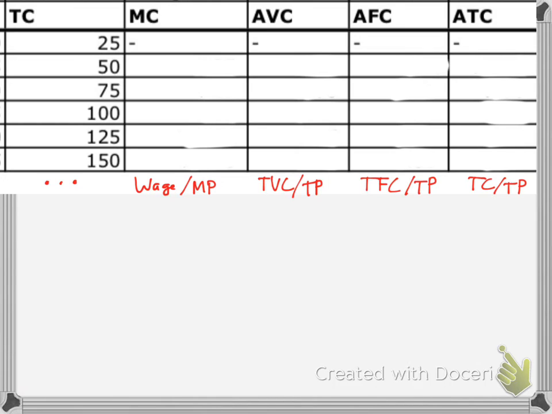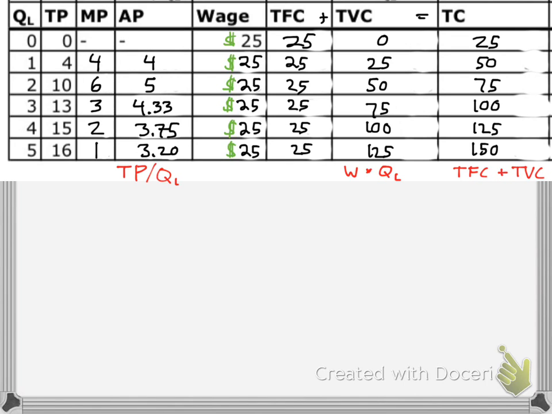So the marginal cost is wage divided by marginal product, so let's look at that. Seeing how it's wage divided by our marginal product for our marginal cost, let's look at our wage. Our wage remains constant, and we are dividing this by our marginal product, which is here. So we simply do 25 divided by 4, 25 divided by 6, 25 divided by 3, 25 divided by 2, 25 divided by 1, and that is how you calculate those values.